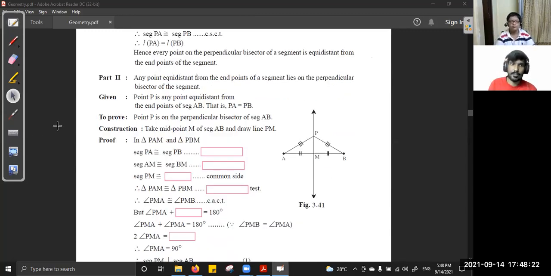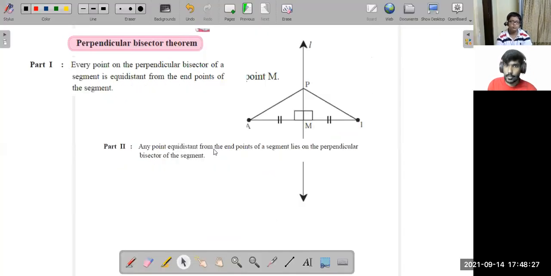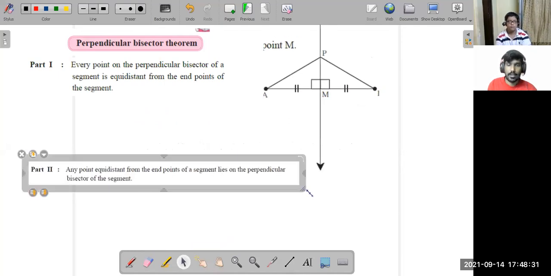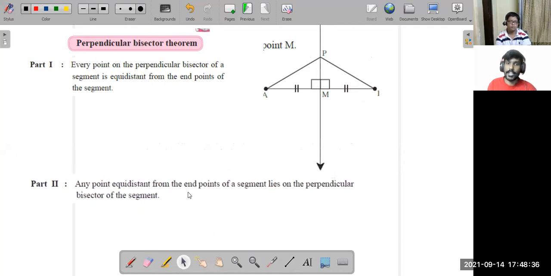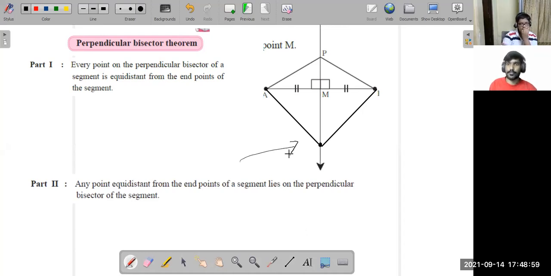Part two is a converse of this theorem. I'll not do the proof for now. The converse says that any point equidistant from the end points of a segment lies on the perpendicular bisector. That means if you take any point, and this point is at equal distance from A and at equal distance from B, then we say that this point lies on the perpendicular bisector. Did you get a converse? Converse is opposite of the previous one. Previous theorem says any point on the perpendicular bisector is at equal distance from the end points. Converse says if you take a point which is at equal distance from the end points, then that point lies on the perpendicular bisector. Clear? Yes, sir.